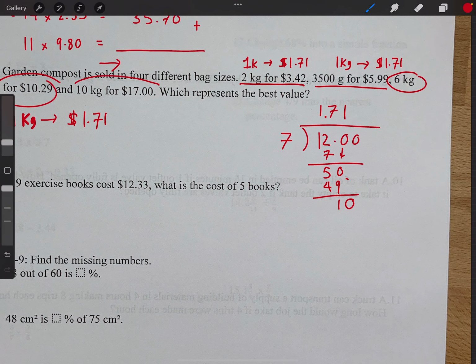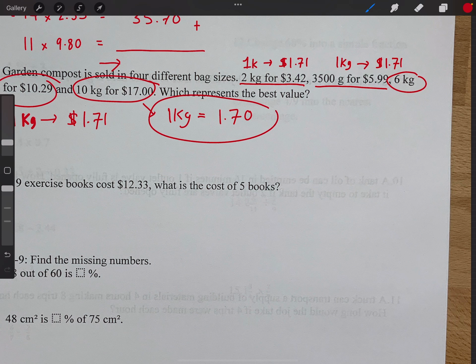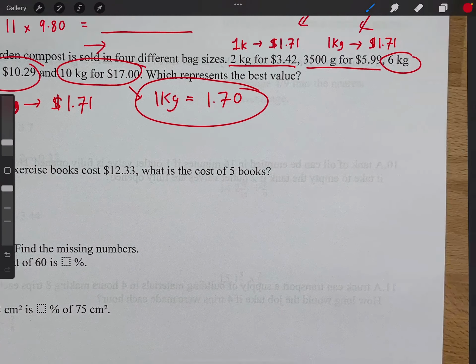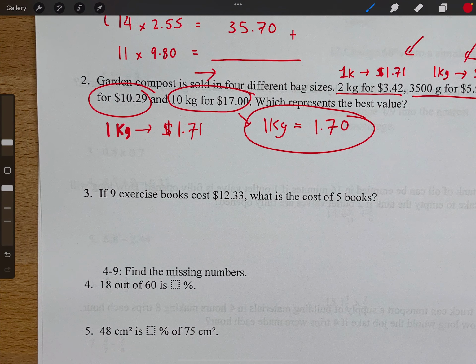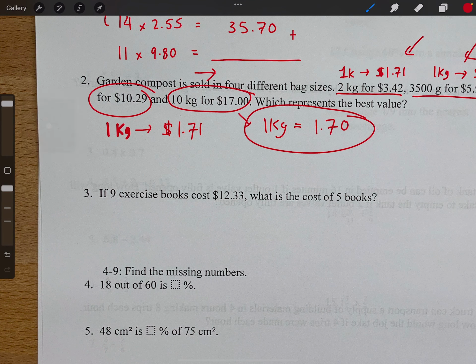And finally, 10 kilograms costs $17. So that means 1 kilogram is going to cost 17 divided by 10, which is $1.70. Okay, so if you compare, you can see that this one is the cheapest. 1 kilogram only costs you $1.70, whereas all the other ones will cost you $1.71. So it's very little difference, okay? But still, it's a cheaper one. So the question, which represents the best value? Well, the answer is this one here. Let me just change it here.